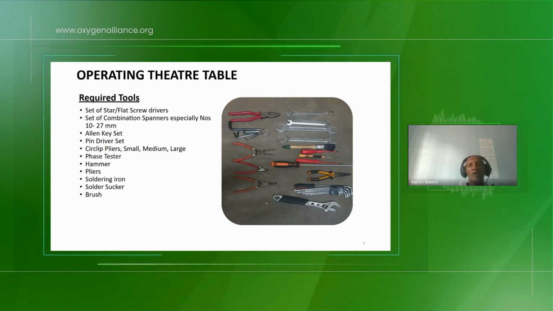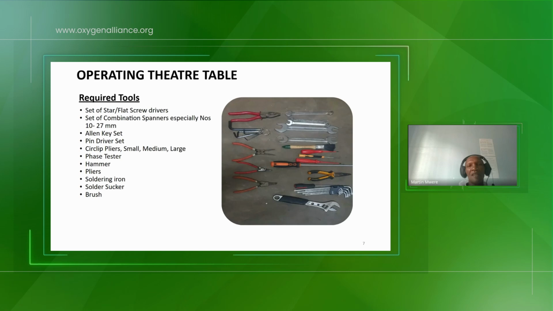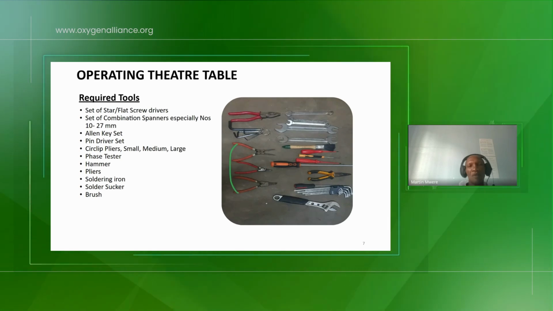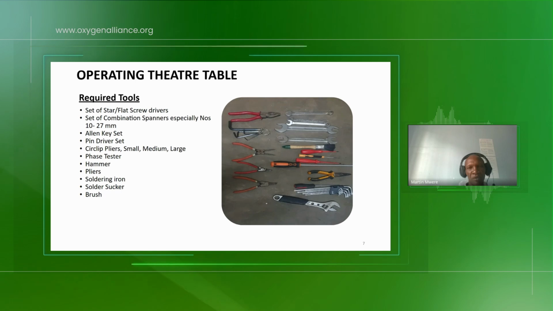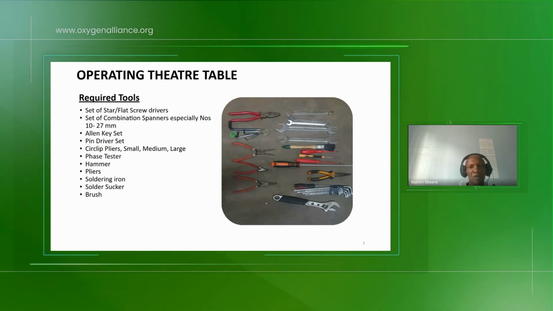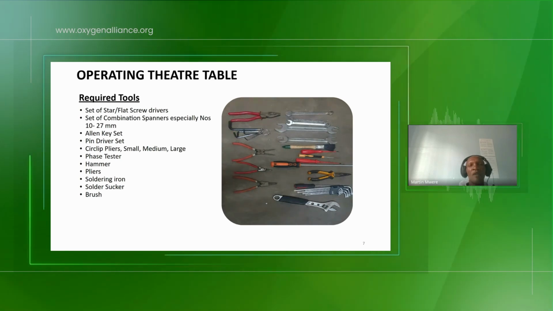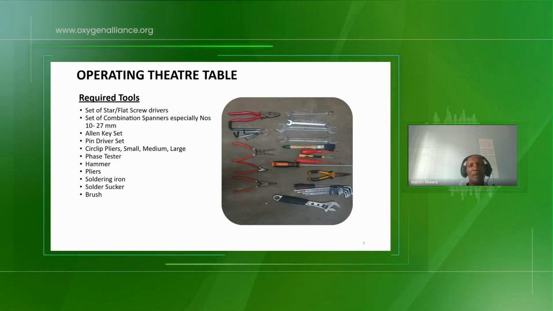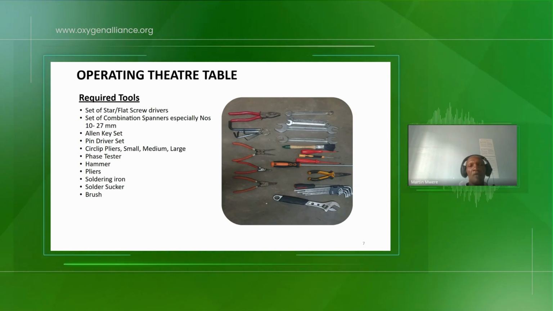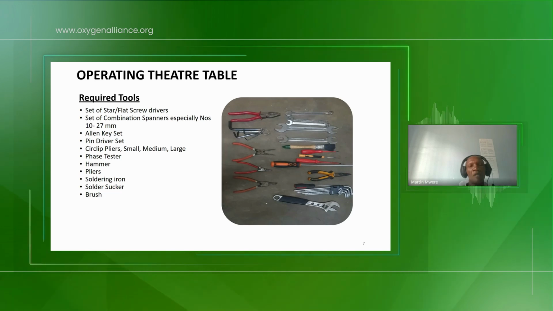We have what we call the circuit pliers. In the picture here, these are the circuit pliers, and they can be either small, medium, or large. The Allen keys are here. We have the fuse tester. We have the hammer. When you are driving out the pin using the lock nut pin, you need to knock it out using the hammer. That's why the hammer is placed here.